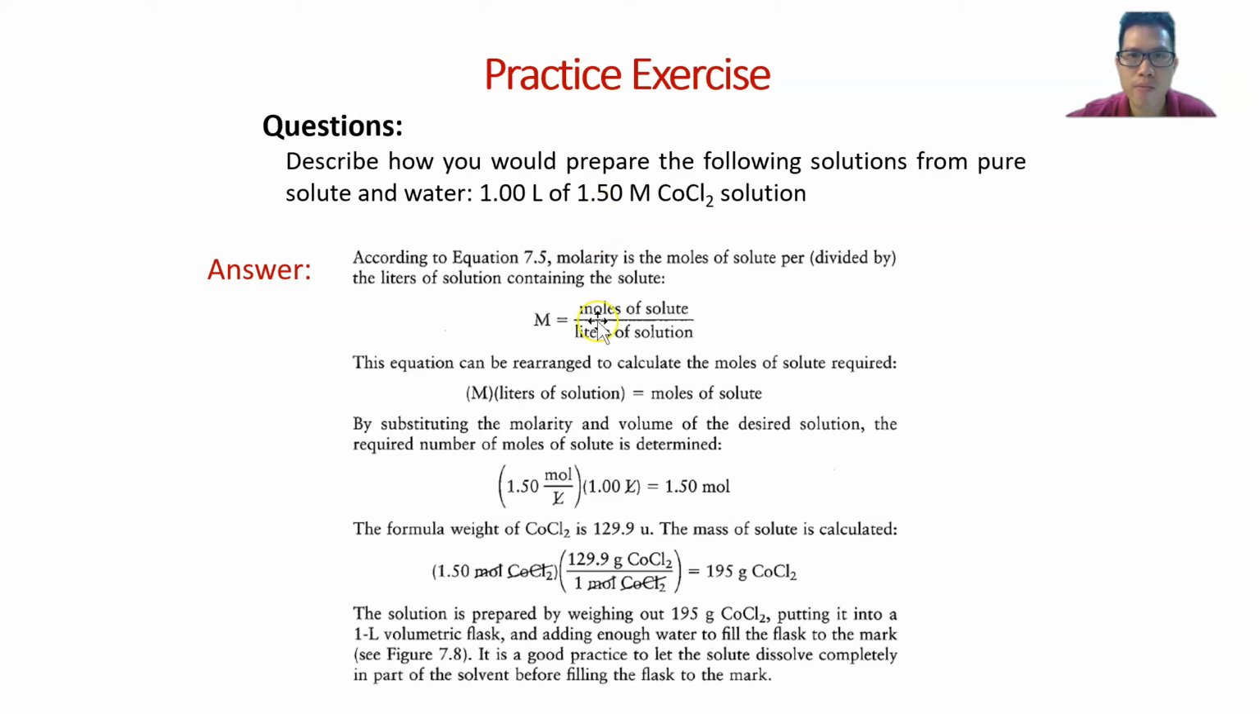From here, you can find out how many moles there are. Because it's 1 liter, it is very easy to calculate how many moles. Then you use the molar mass and calculate the mass of the COCl2. So it's 195 grams of COCl2. So what you do is weigh out 195 grams of COCl2 and dissolve it with about 500 ml, or half a liter, of water first.